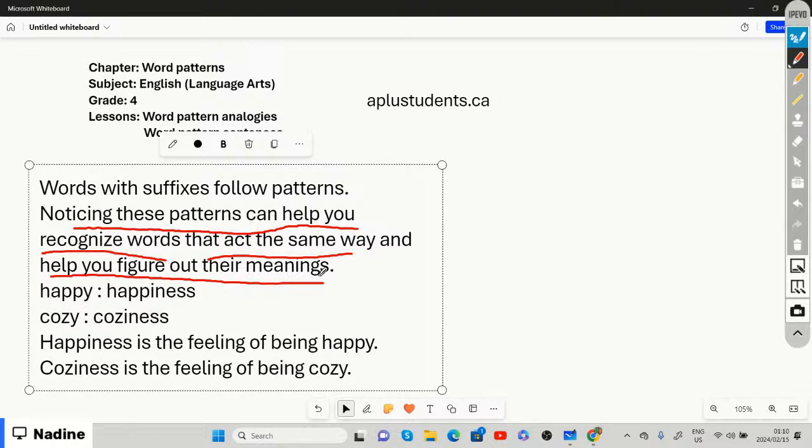And we made an example of if our base word is happy and we add the suffix of ness, then we can say it's happiness. And if our base word is cozy, and we add the suffix ness, we can say it's coziness. And both of these words mean the feeling of something, the feeling of being happy or the feeling of being cozy.